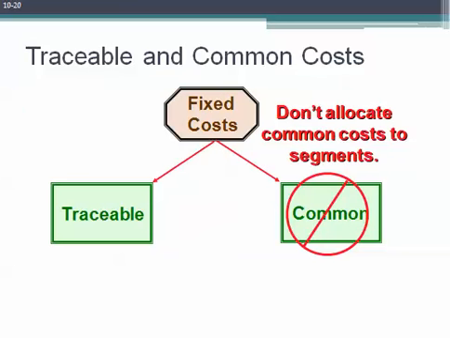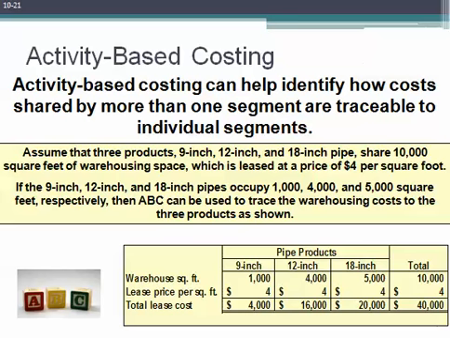So to summarize, our fixed costs can be broken into two parts: traceable fixed costs and common fixed costs. We're going to want to allocate traceable fixed cost to segments, but we don't want to allocate our common fixed costs. Let's consider a warehouse that stores and sells pipes.